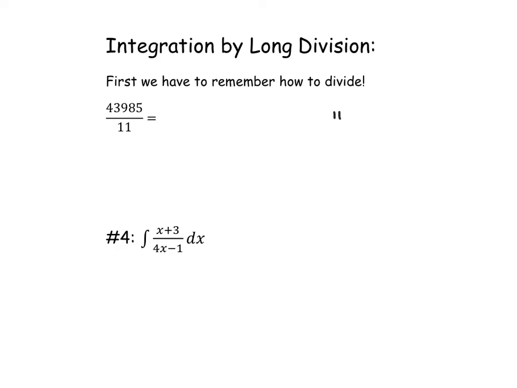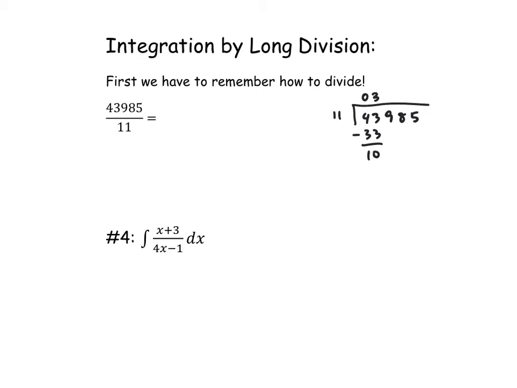So of course, if I want to take 11 and divide it into 43,985, well, 11 goes into 4 0 times, but it goes into 43 3 times. So I'm going to then multiply 3 and 11, giving me 33, and I subtract.